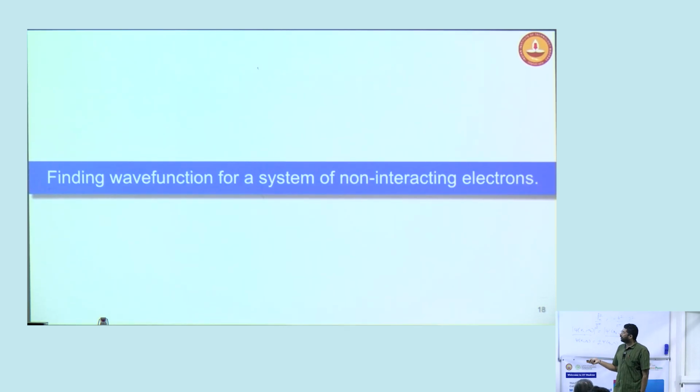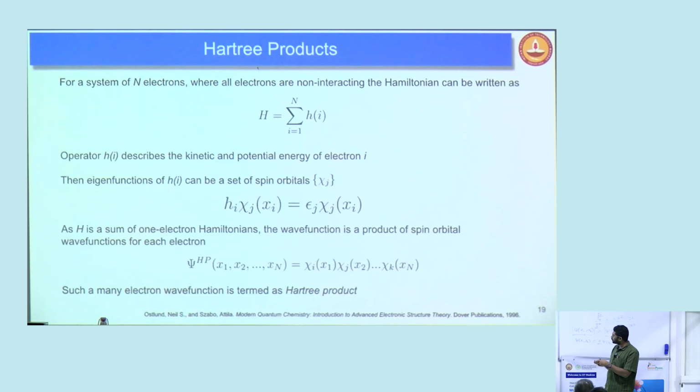So now, how do we find the wave function for a system of non-interacting electrons? This particular part is somewhat useful for you if you are dealing with plasmons, because if you consider a metal or a metal nanoparticle, what you will consider is that conducting electrons are free to move and they are non-interacting with each other. So it is in this context that this will be helpful for you.